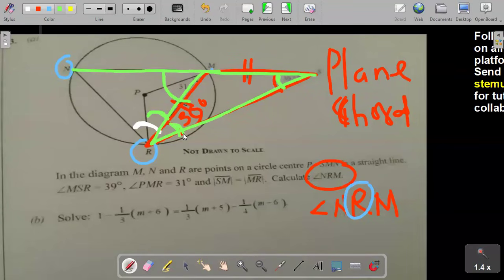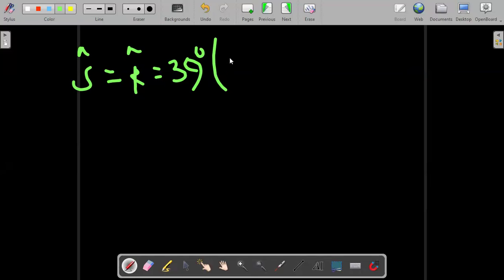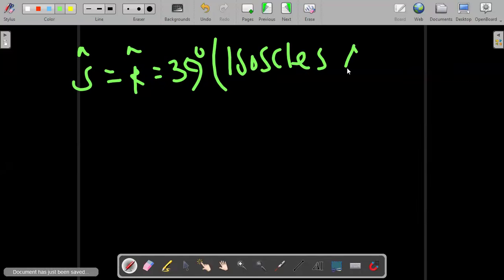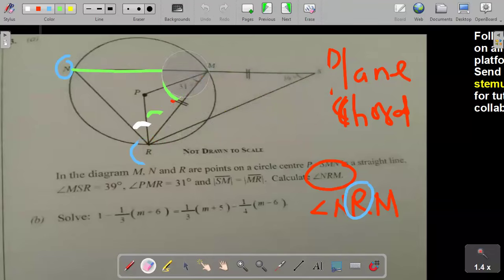So let's write this one first. I will say angle X is the same as angle N. Both of them are 39 degrees. Reason: isosceles triangle. So let's stop there first. What I just represented are these two angles here. I represent this angle and this angle. Both of them are 39.